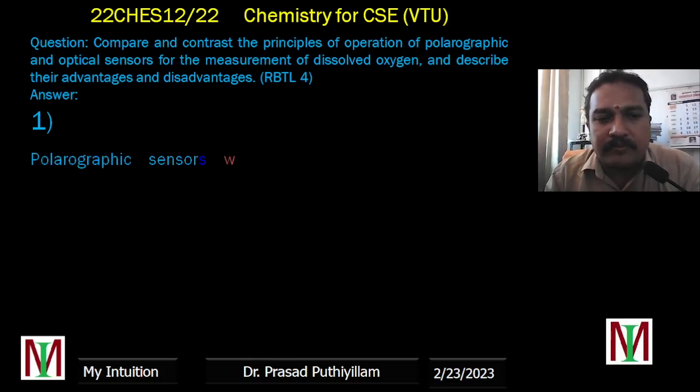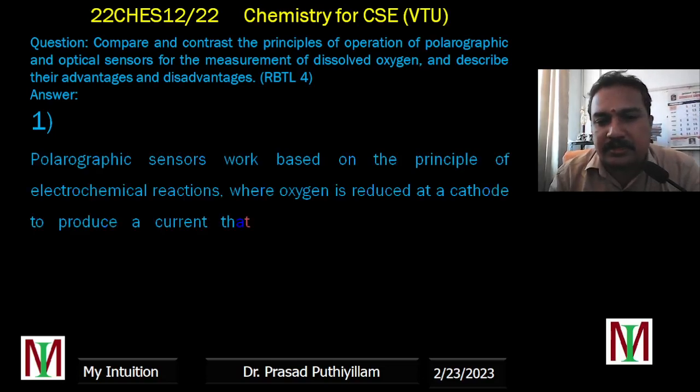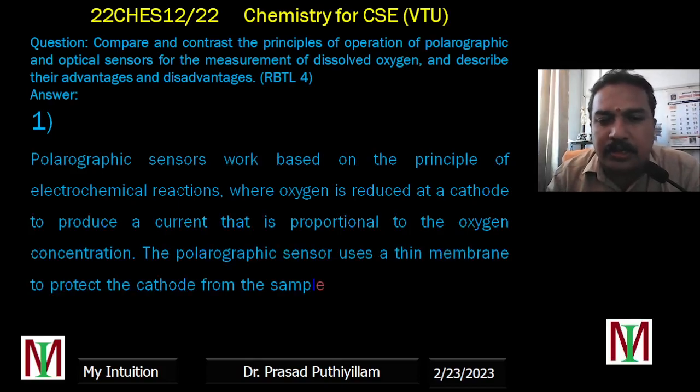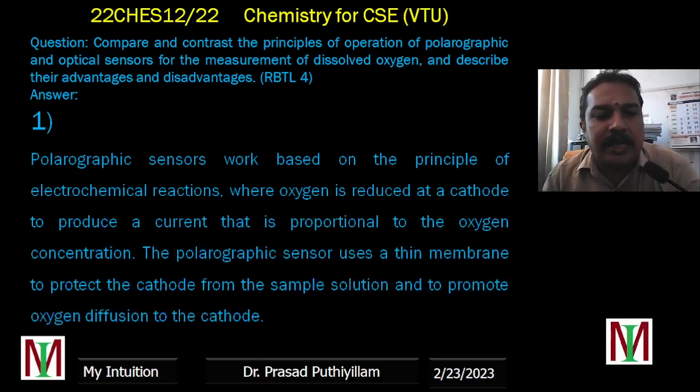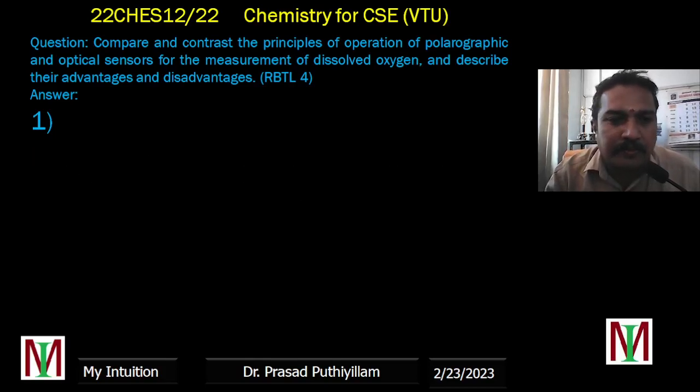Okay, the polarographic sensor works based on the principle of electrochemical reaction. That means electrodes, anode, cathode. That concept we call an electrochemical reaction, where oxygen is reduced at a cathode to produce a current, and the current is proportional to how much oxygen is reduced at the cathode, which gives the amount of oxygen present. And we need a thin membrane to protect the cathode from the sample solution and to promote oxygen diffusion at the cathode.